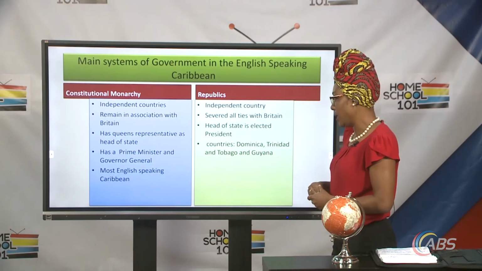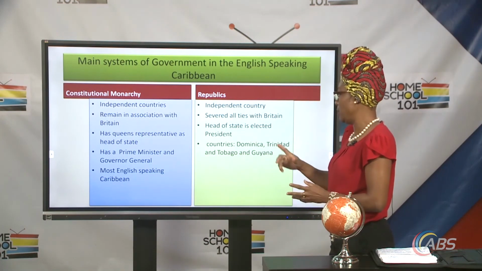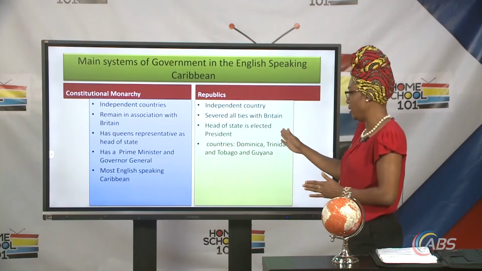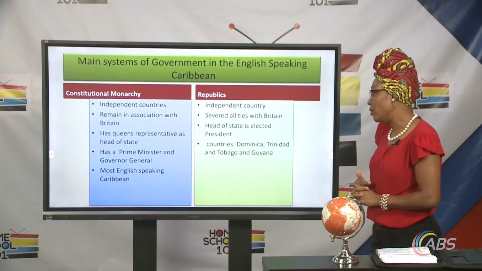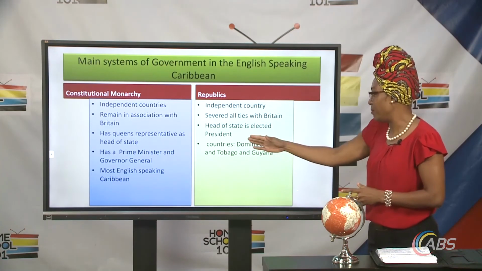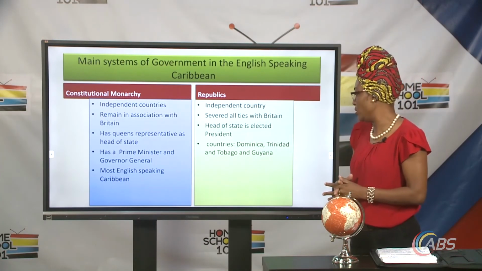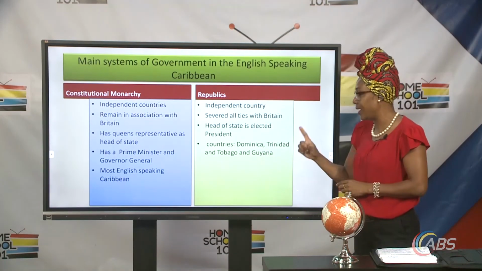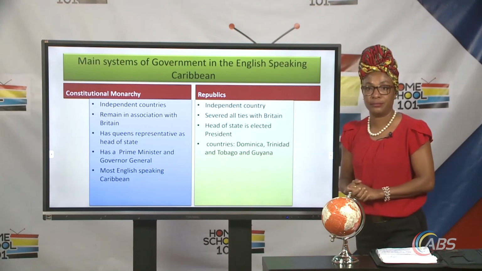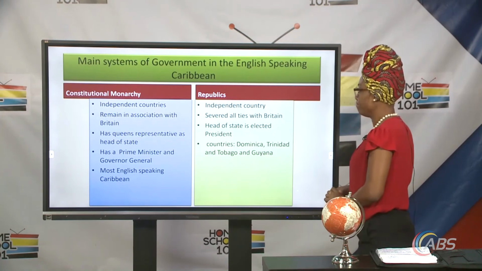The monarchy has a prime minister and a governor general. The republic does not have that. They are represented solely by the president. Most of the English-speaking countries are monarchies, whilst the only republics in the Caribbean are Trinidad and Tobago and Guyana. Okay, let's move on.